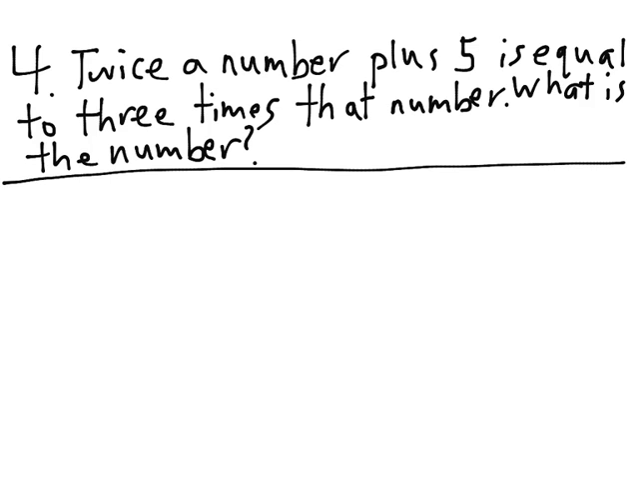Problem 4. Twice a number plus 5 is equal to 3 times that number. What is the number? So let's call this number n. Then what the problem says is that twice that number, 2n, plus 5 is equal to 3 times that number, so 3n. This is our equation. Now let's try to put n on only one side of the equation instead of both sides.